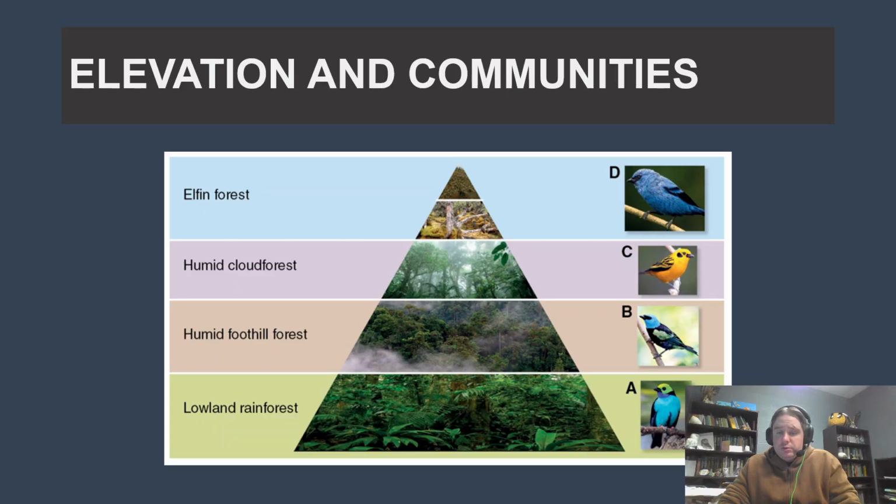And the tanagers that exist at each one of those levels are different, right? You go from a paradise tanager to a blue-necked tanager, to a golden tanager, and then ultimately to a blue and black tanager. So you see a shift in the species that are present as you move upwards. And so the community structure changes because as you change what species are present and what vegetation is present, of course, you're talking about change in the community structure.